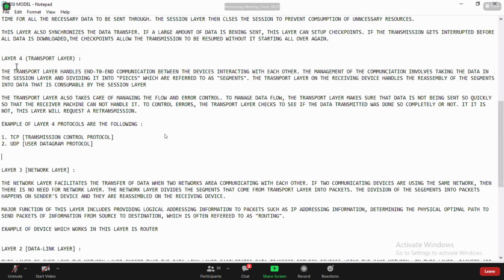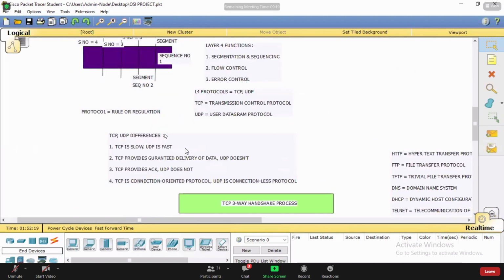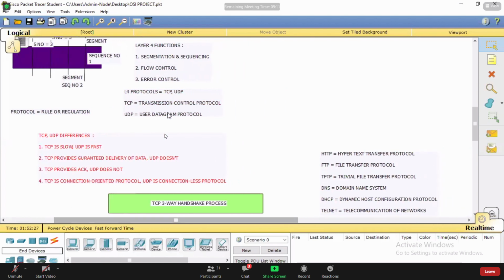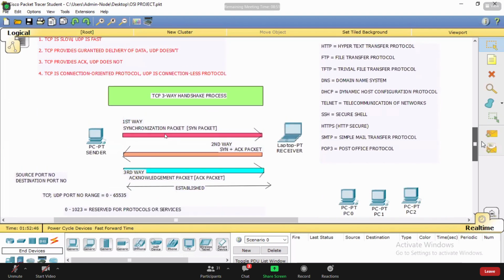After this, TCP and UDP, this is layer number 4. After writing this, make sure that you add this information. Layer 4 examples: TCP and UDP. These are the differences. Simply add this information. If you want, you can take the screenshot. This comes in layer 4, so just write it in the layer 4 point. All these things will be coming in layer 4.